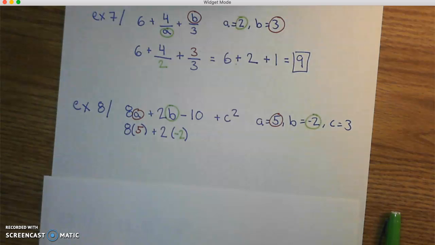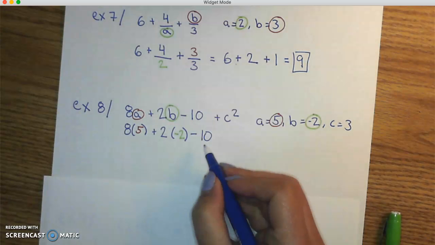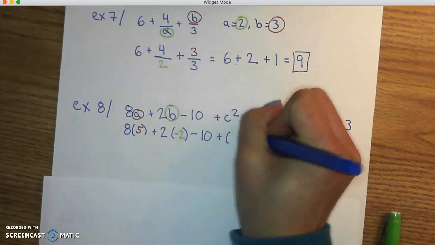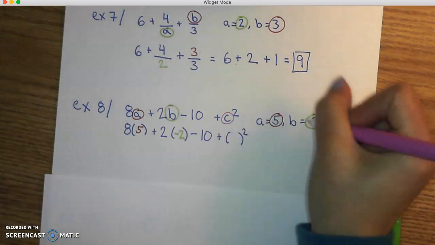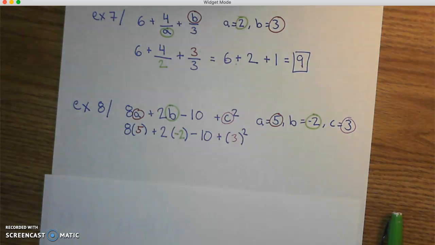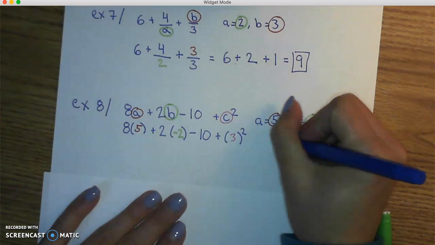Minus 10. Does 10 have a variable? Nope, it's just 10. Plus C squared. And what does C equal? 3. Now it's all just numbers. But pause. Which numbers do we do first? Anyone remember this word?